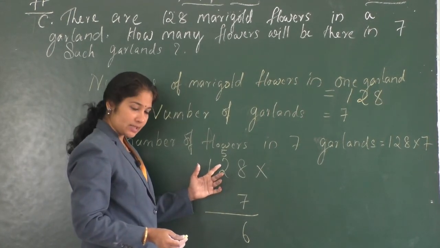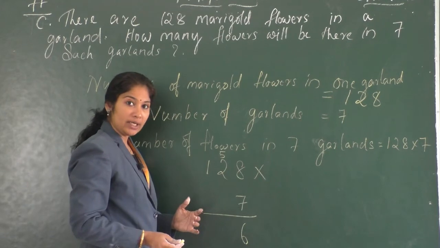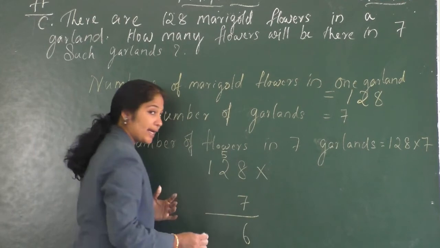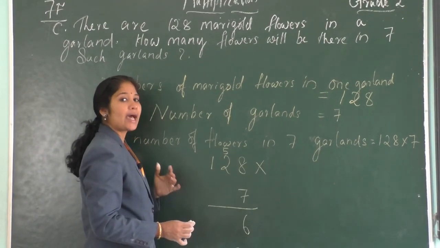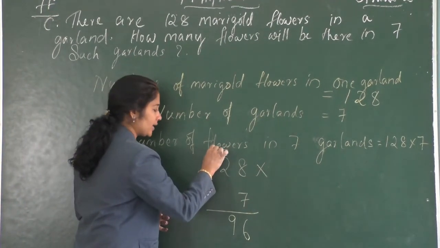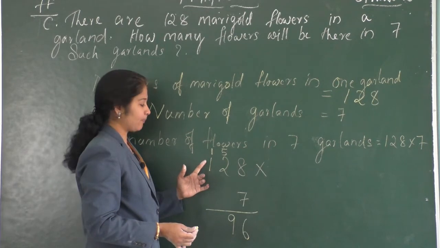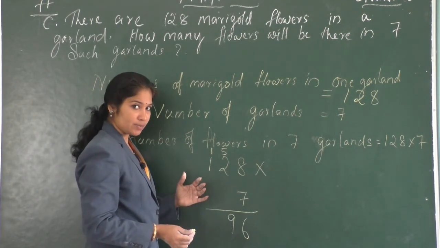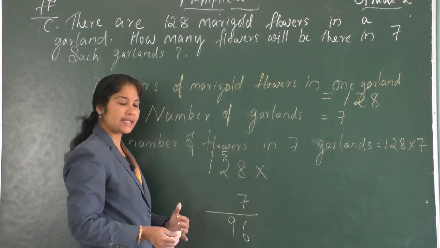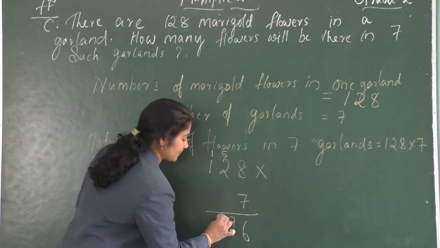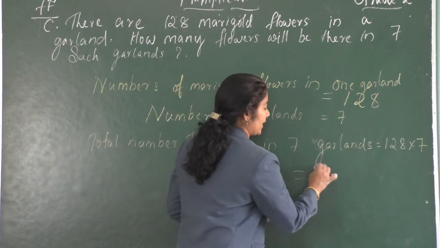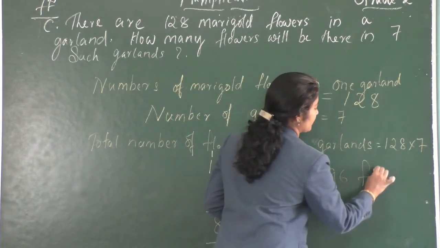Next, which place? Tens place, we have 2. So 2 into 7, 14. 14 plus 5, 19. So 19 we can regroup into 9 tens and 1 hundred. So 9 tens we write at the tens place and 1 hundred will carry over to the hundreds place. Now next, which place? Hundreds place. We have 1. What is 1 into 7? Yes, 7. 7 plus 1, 8. So what is our answer? 896 flowers.